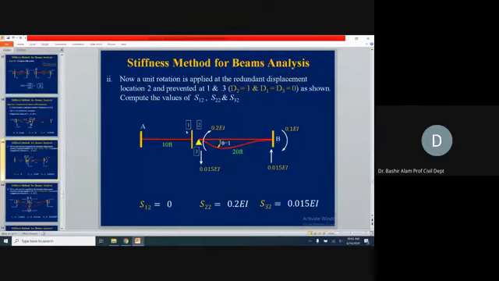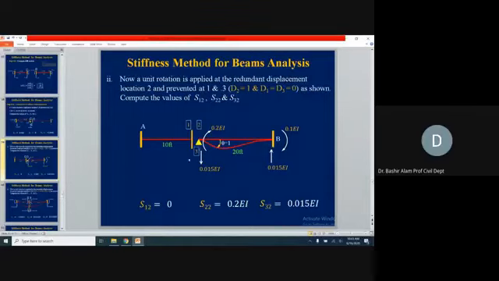S11, we don't see any moment here in this pin corresponding to D1, so it is 0, which is written here. And it must match the S21, which we found in the previous slide. S22 is now this value, which is 0.2 EI, since it is clockwise, matching the D2, so 0.2 EI.